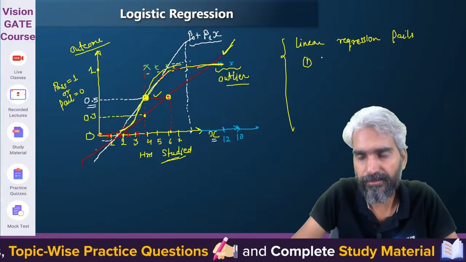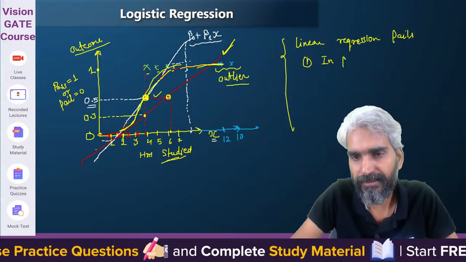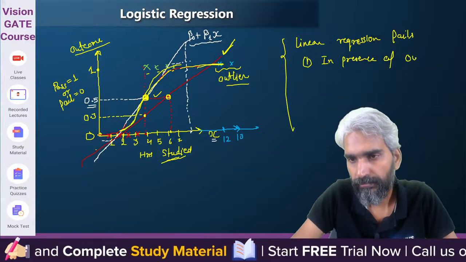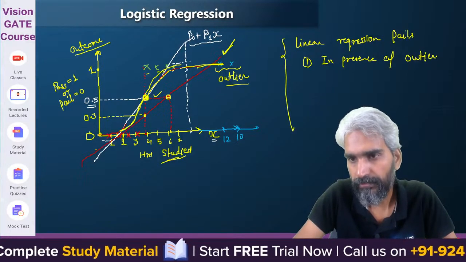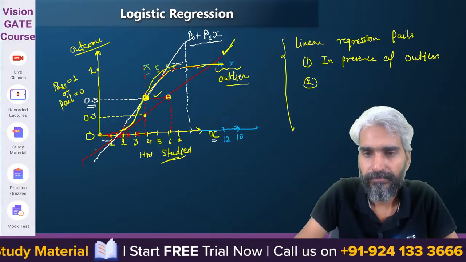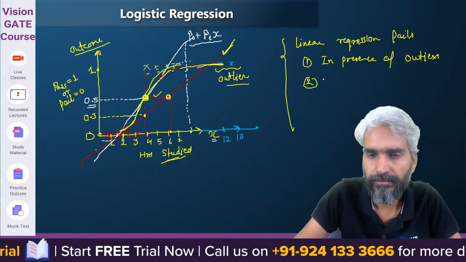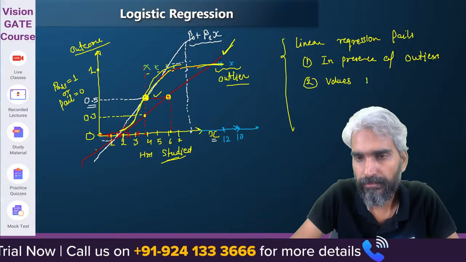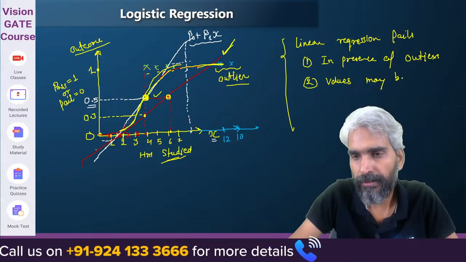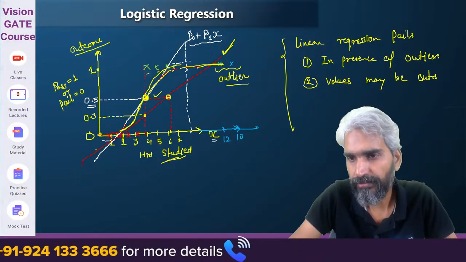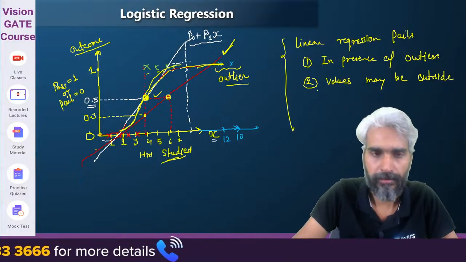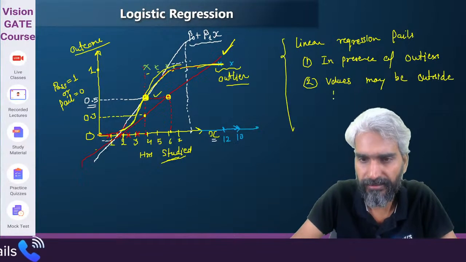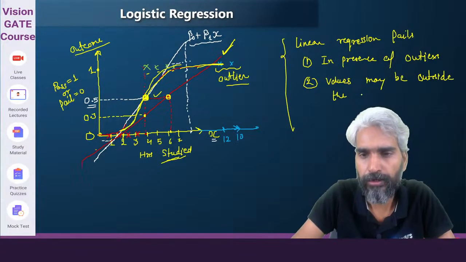First, in the presence of outliers. And second, that the values may be outside the range, or the dependent variable or the estimated value may be outside the range. The range is between 0 and 1.